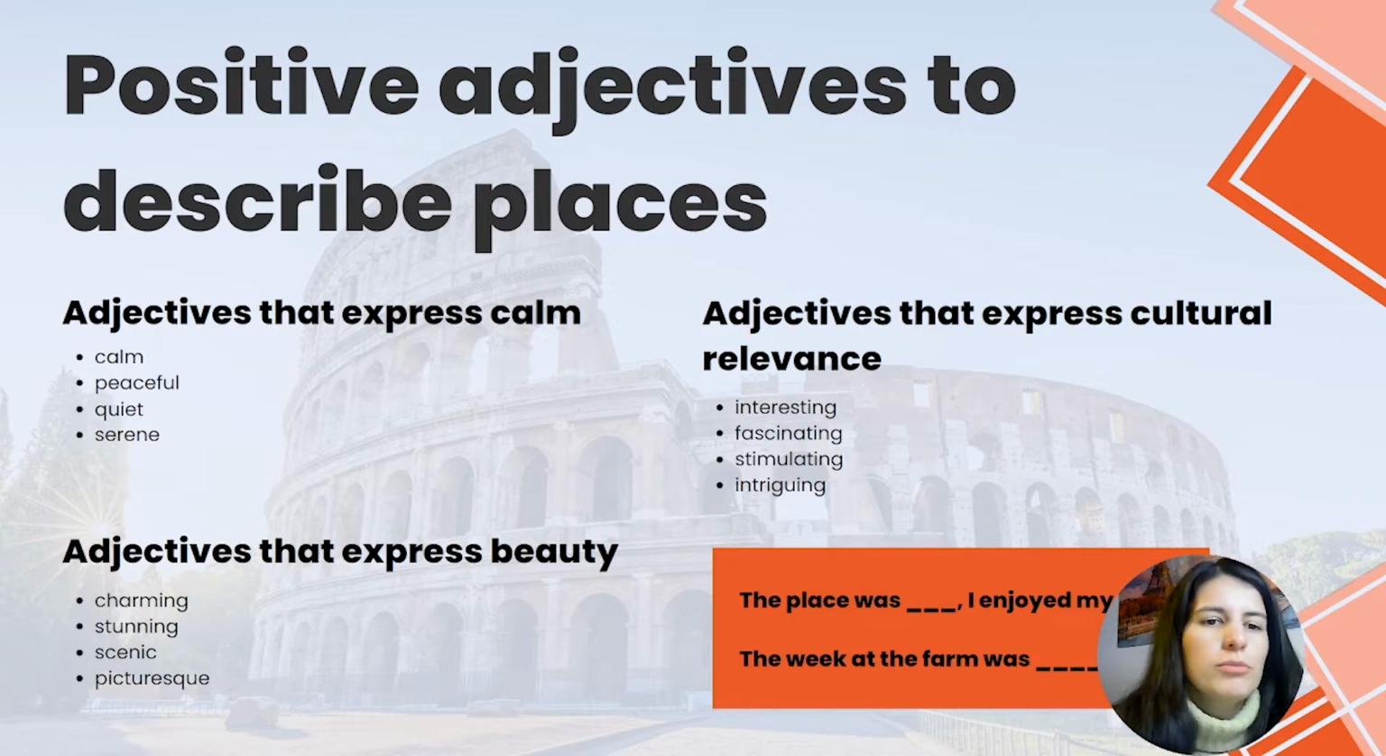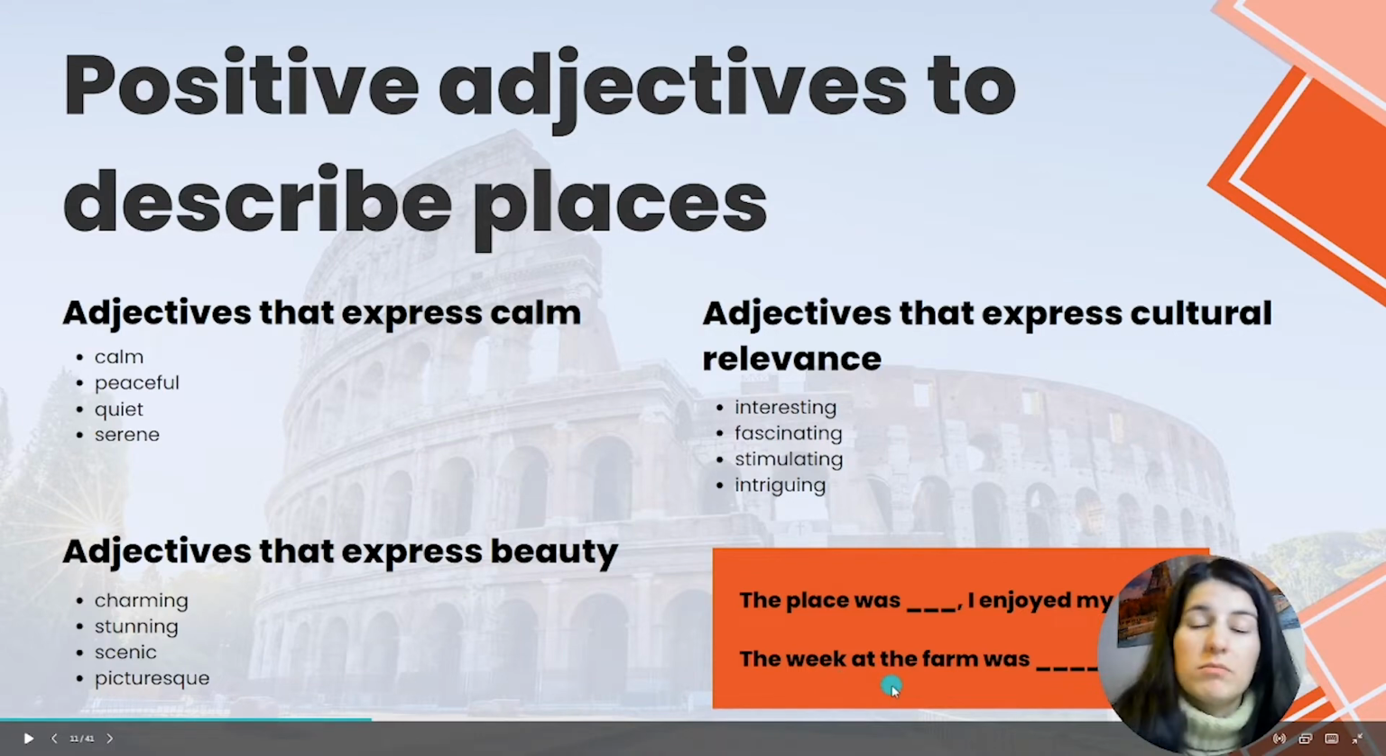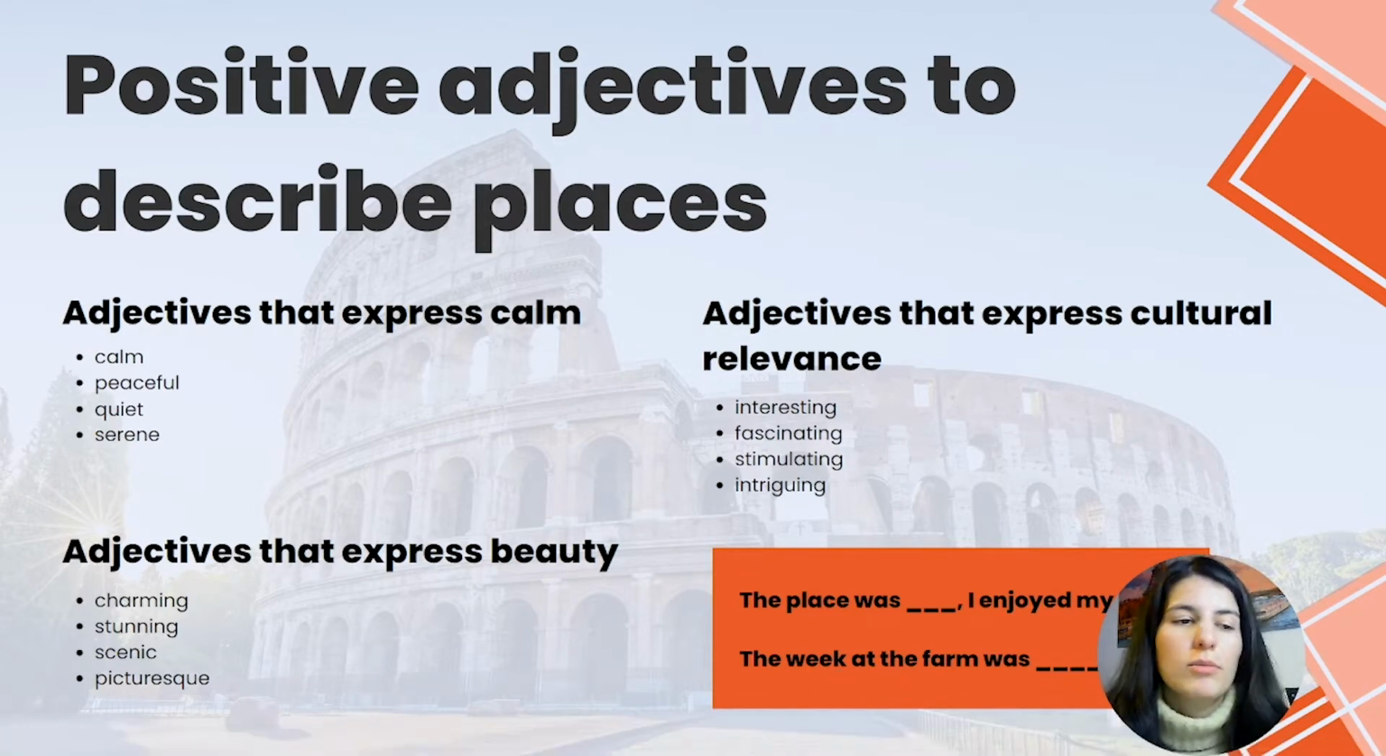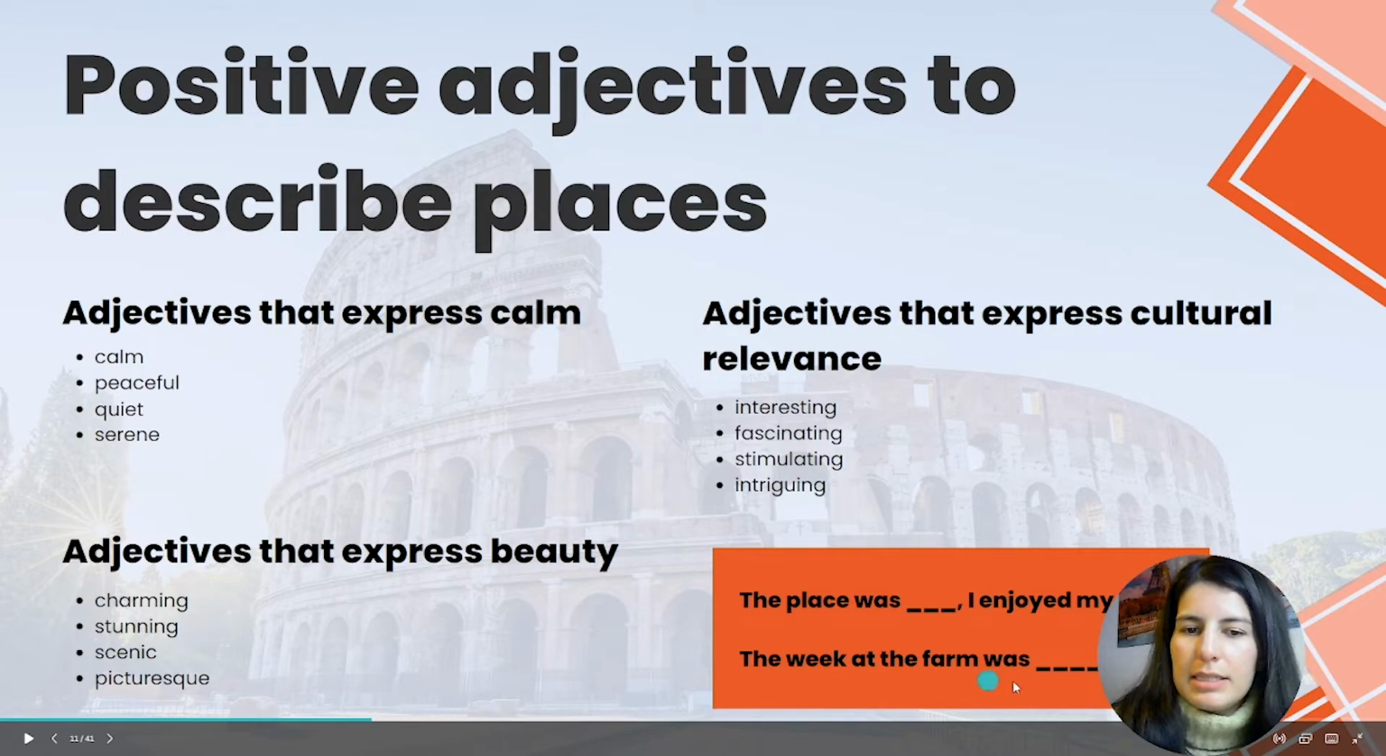But just so you know, you could use any of these adjectives in sentences like the ones right here. So the place was quiet or serene or interesting. I enjoyed my stay. The week at the farm was scenic or stimulating or peaceful, right? So remember how we can place the adjectives before the nouns, right? Or we can simply complement a sentence that has the verb to be with our adjective at the end, right?